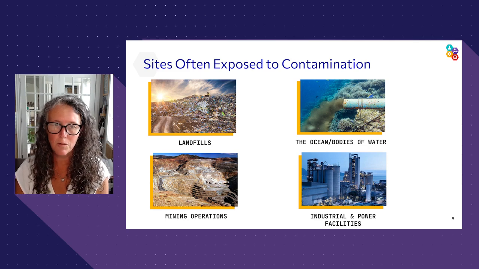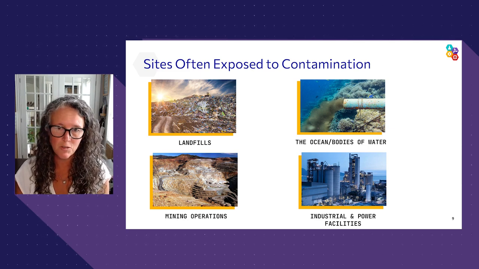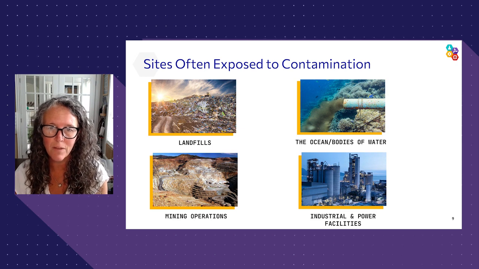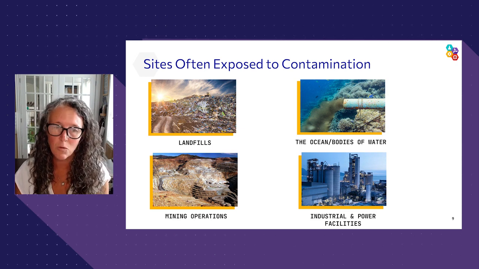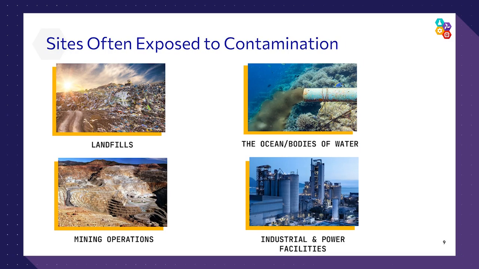Then we have ocean or bodies of water. So we can have oil spills that occur that are very detrimental to the environment and wildlife, and they can happen by accidental or sometimes intentional chemical spills. Mining operations. Abandoned mines often contain unmined mineral deposits, mine dumps, and leftover materials that contaminate the surrounding water and ecosystem. So this is a really big one, especially with legacy mines.